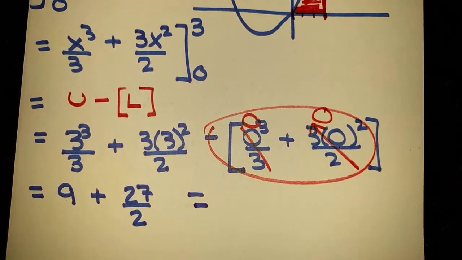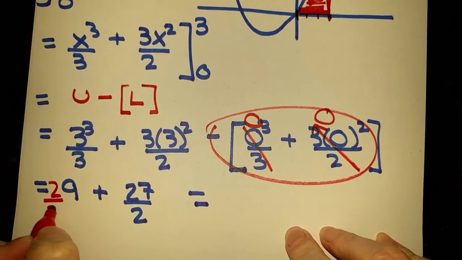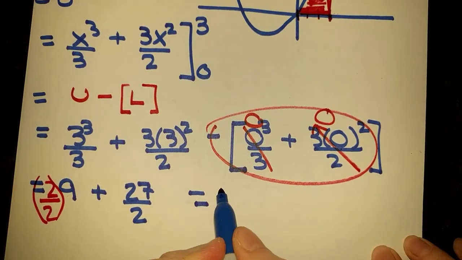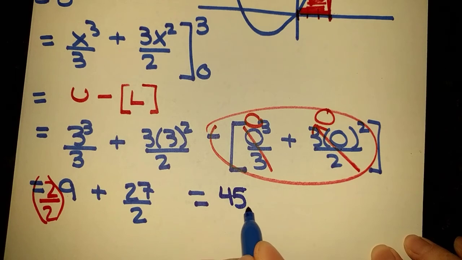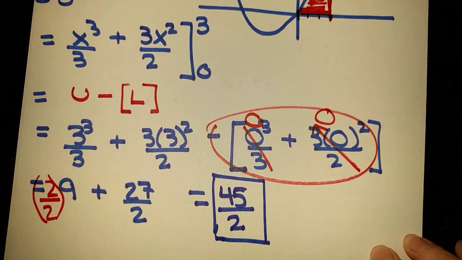So to get your one single fraction, you will add by getting a common denominator. So multiply it by 2 over 2 here. So you get 18 plus 27, and that will give you 45 over 2. And so that is the area under that curve between x is equal to 0 and x is equal to 3.